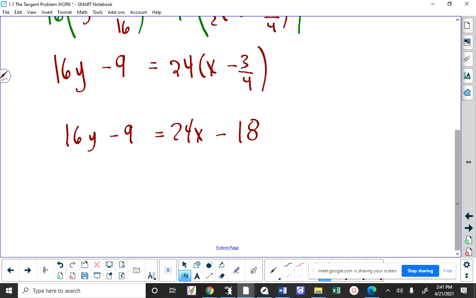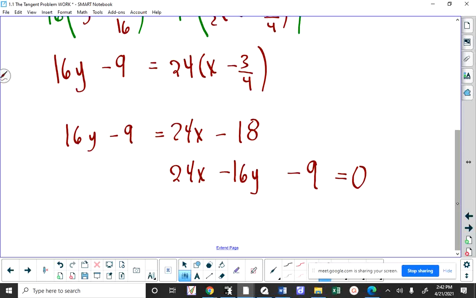How's my arithmetic on that? 24 times 3/4 is 18. 24 over 4 is 6 times 3 is 18. So we get 24x minus 16y. Negative 18 plus 9 is minus 9, which is equal to then 0. So is my arithmetic in that last step okay? Okay.